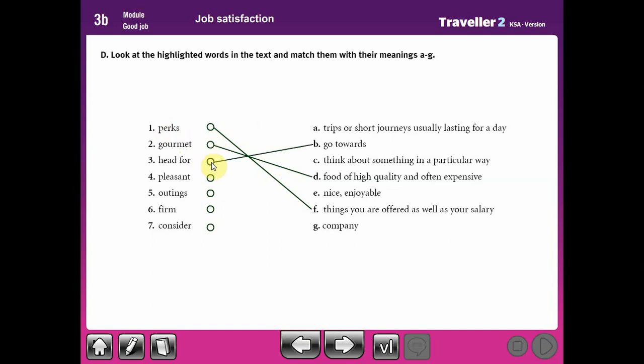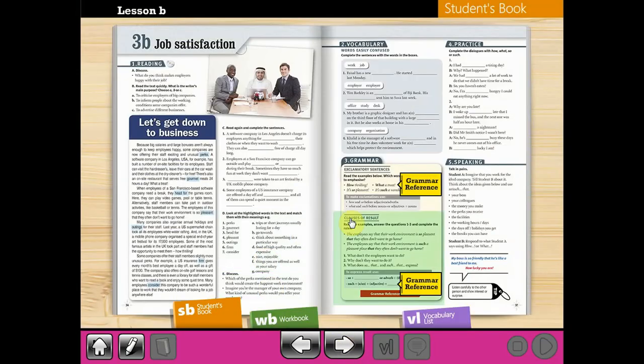Head for means to go towards, and the pleasant means nice or enjoyable. Outings means trips or short journeys, usually lasting for a day. So outings means the trips. Firm means a company. Consider means to think about something. These are the vocabulary section in this lesson.